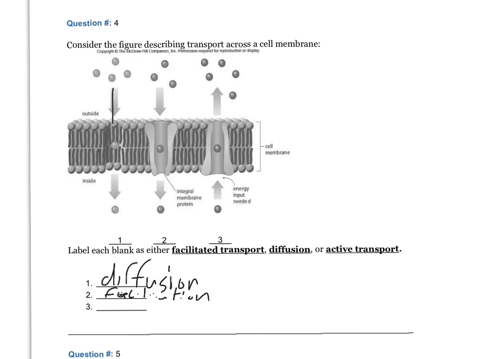Facilitated transport. And then lastly is active transport, because energy is needed to transport this substrate against the concentration gradient from low concentration to high concentration. That requires energy. That is active transport. It's active.